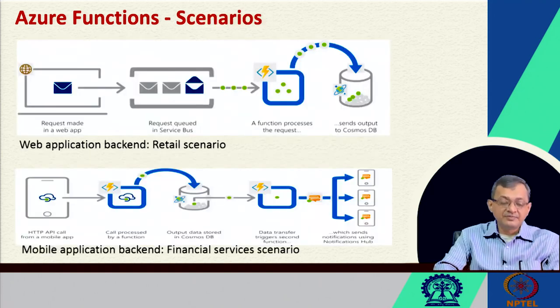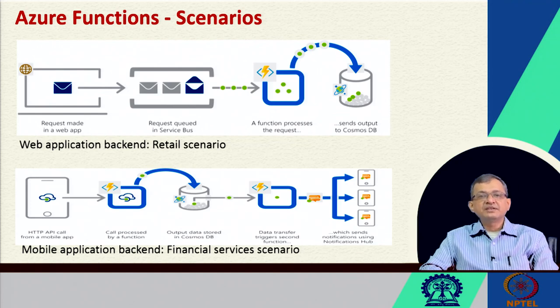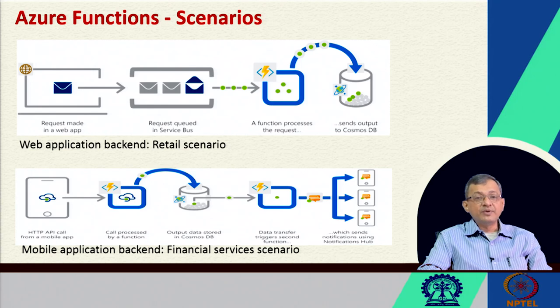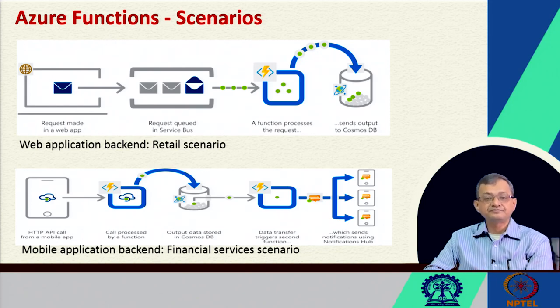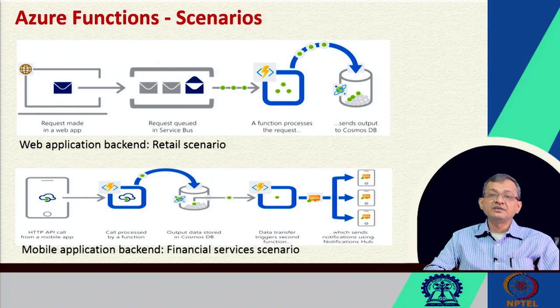If we look at one or two common scenarios, like a web app backend, what we are looking at is a scenario where a request is made in a web app, the request is queued in the service bus, and then a function processes the request and sends the output to Cosmos DB. Or a mobile app backend, where we have a financial service scenario: an HTTP API call from the mobile app is processed by a function, output data goes to Cosmos DB, and the data transfer triggers a second function, which sends a notification to the notification hubs, etc.